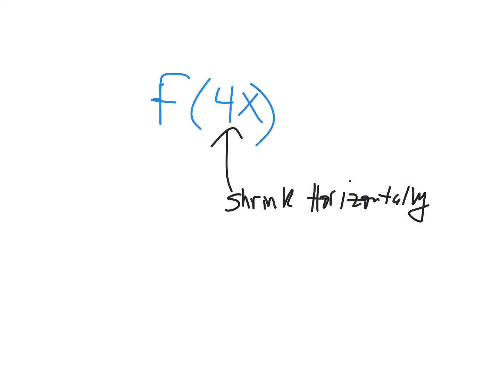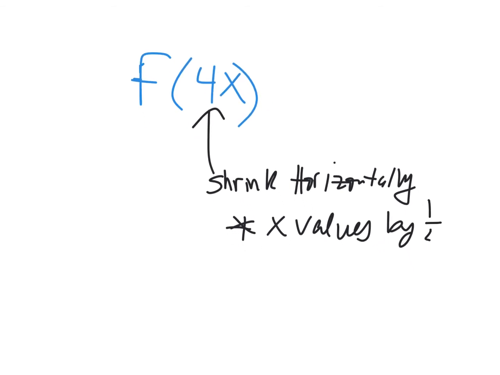On the other problem, it was a 1/4, and it actually meant times 4. In this one, it's a 4, so it actually means you'd multiply all your x values by, what do you think? By 1/4. Shrink them all down, 1/4 is big.